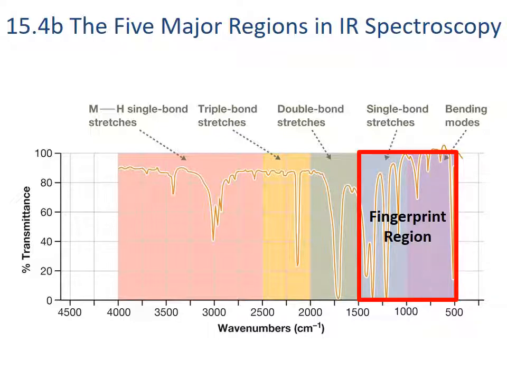The lowest energy region on the right is the fingerprint region. There are a lot of single bond stretches here, like C-C stretches and C-O stretches. This region is full of useful but difficult to interpret information. In many cases, it is best used comparing against a reference spectrum, hence fingerprint region.